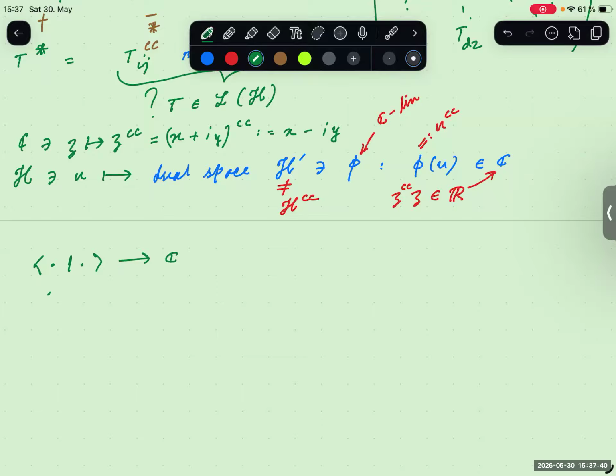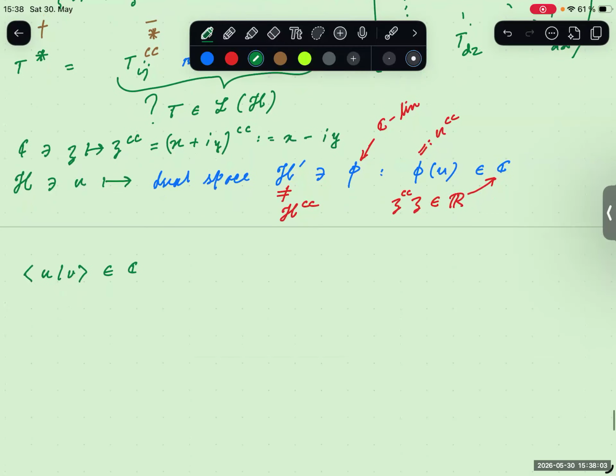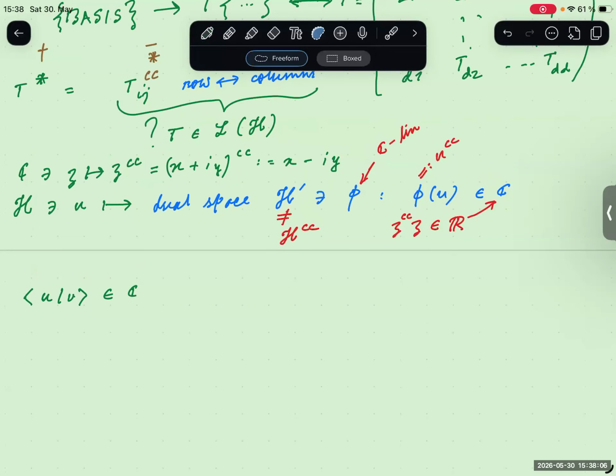But if both are the same, sorry, I wanted to write this way. So the inner product of u and v is a complex number, but the inner product of u with u, maybe I want to highlight this, is a real number. Do all of us remember this thing? Because this is basically the norm squared. So it's a real number.